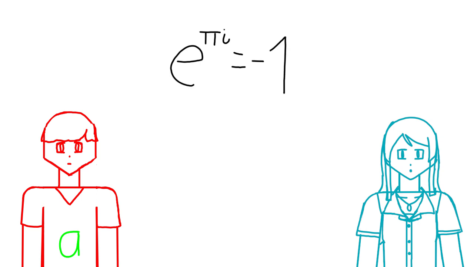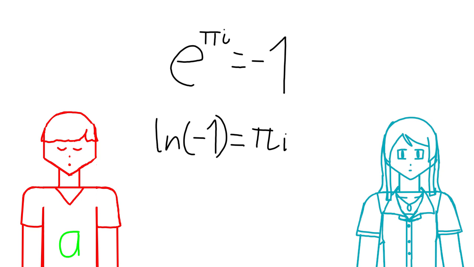You know, e to the pi i equals -1. Therefore, log of -1 should be pi i. Yeah, that makes sense. Although, I think there might be a problem with that. But we'll get to that later.